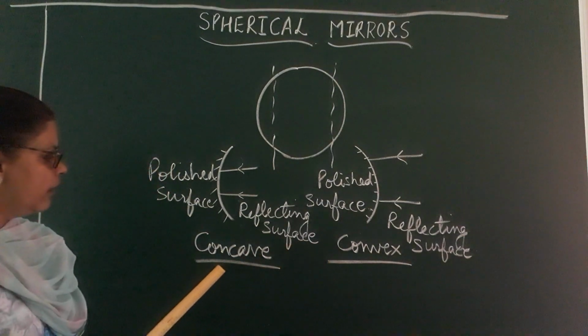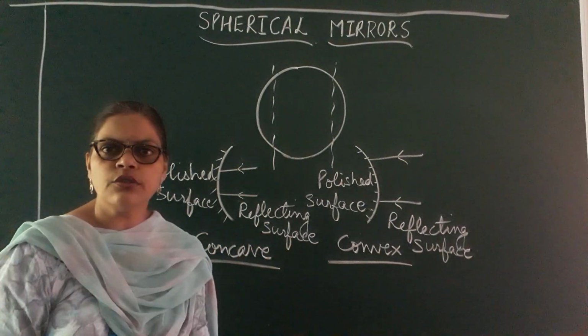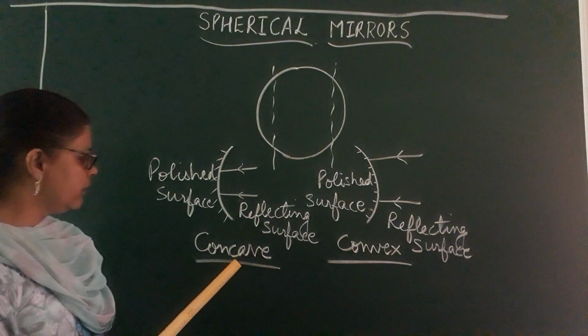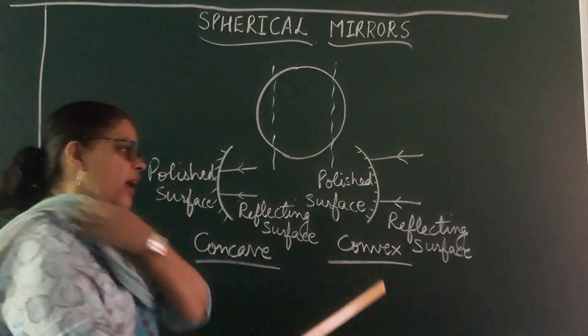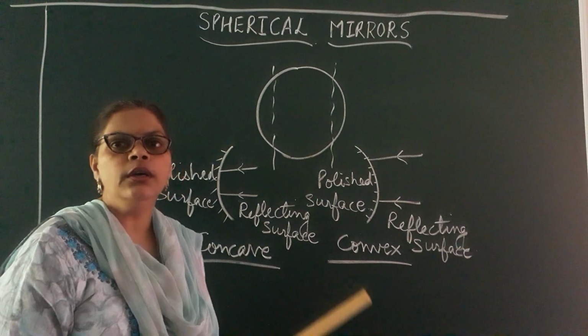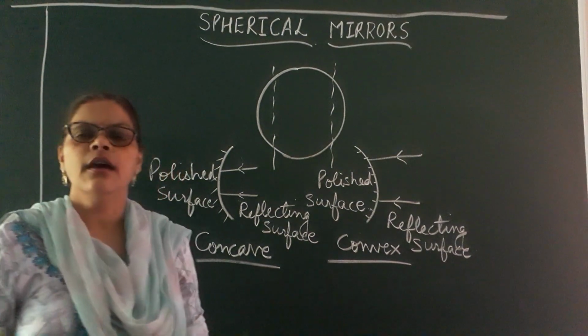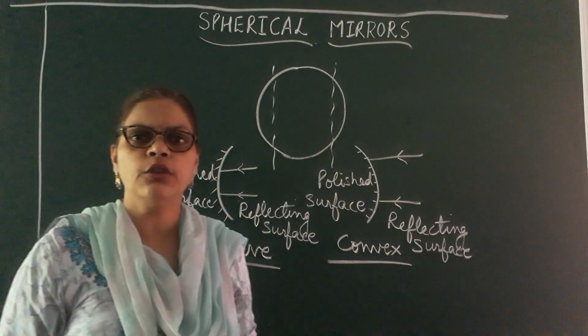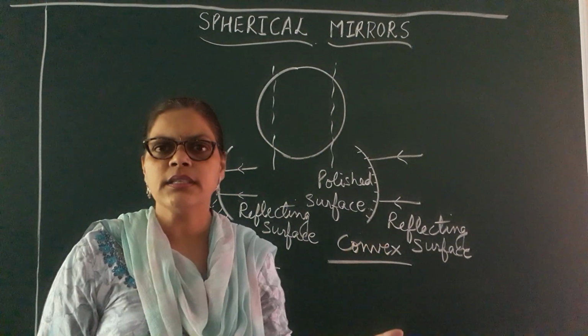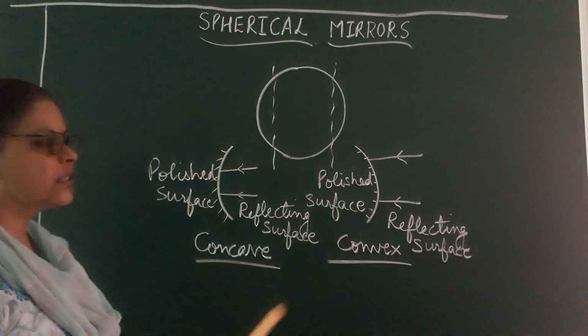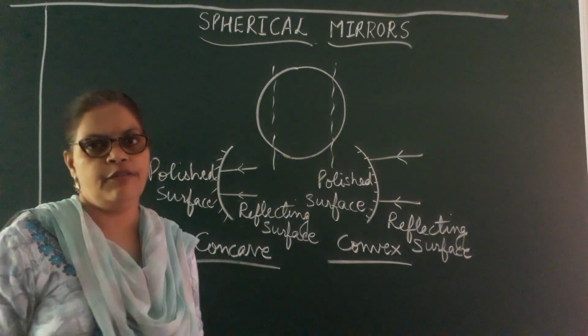And you can also differentiate them on the basis of their uses. A concave mirror is used as a shaving mirror, while a convex mirror is used as a rear view mirror. So you can differentiate between the two on the basis of their uses, on the basis of their properties, and also on the basis of which surface is polished and which is reflecting, children.